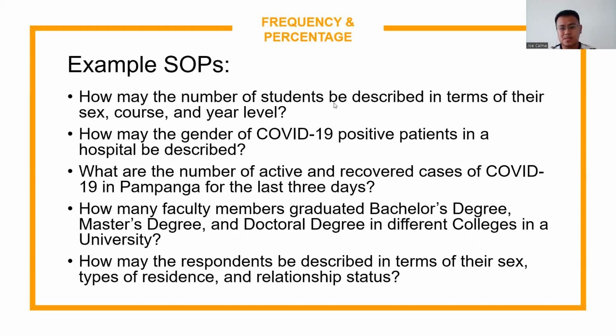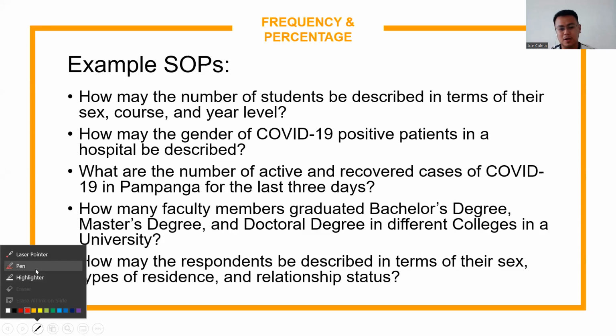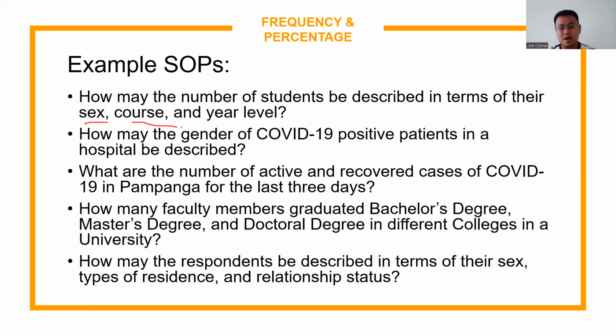So for example, SOP's statement of the problem, how may the number of students be described in terms of their sex, course, and year level? So in the future, kapag gagawa kayo ng SOP, what if ganito yung SOP natin, ano yung statistical tool na gagamitin? So kapag ganito siya, frequency and percentage. Why? Because our variables are categorical. Sex is categorical, course is categorical, year level is also categorical. Right? So frequency and or percentage.